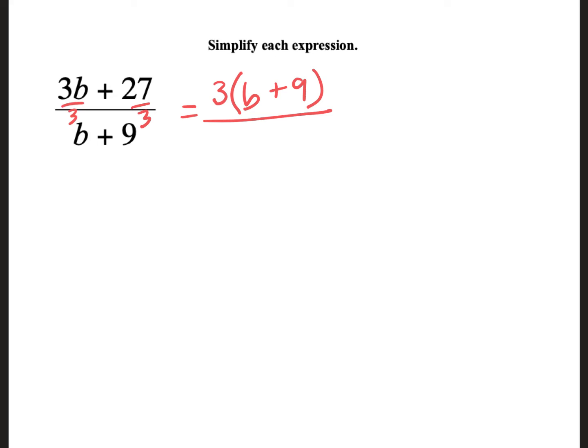Now the denominator is already factored. You have b plus 9. You can put it in parentheses. It should travel together. That means that because b plus 9 shows up on the top and the bottom, we can cancel them out. Technically, they equal 1. This means you still have that 3 on the top. Technically, there is a 1 on the bottom, but if you do 3 divided by 1, you just get 3. So your final answer for this one is 3.